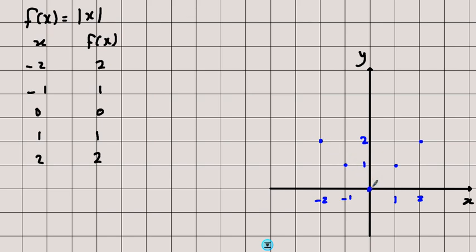So what we have is this kind of curve. And if you look at it, it's a V-shaped curve, and this is a characteristic of the absolute value functions of this type. The vertex is at the origin, and it's important to note that the domain is such that x belongs to the set of real numbers, but the range is such that y is greater than or equal to 0.